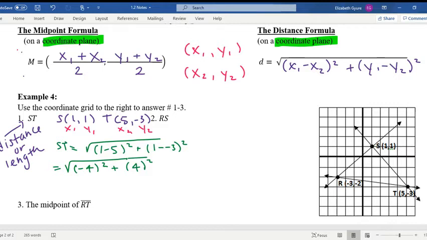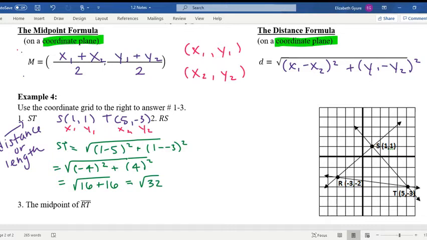And now keep simplifying. Negative 4 squared is 16. So square root of 16 plus 4 squared, which is 16. 16 plus 16 is 32. So your answer is the square root of 32.